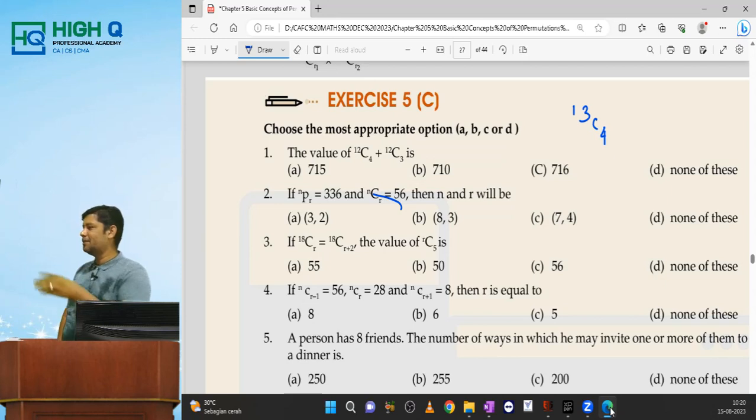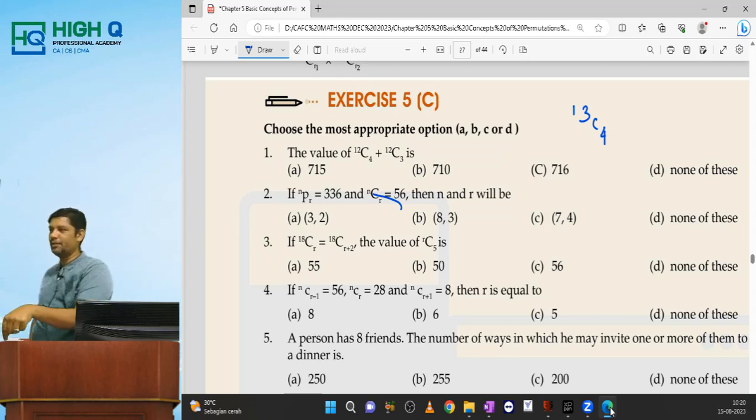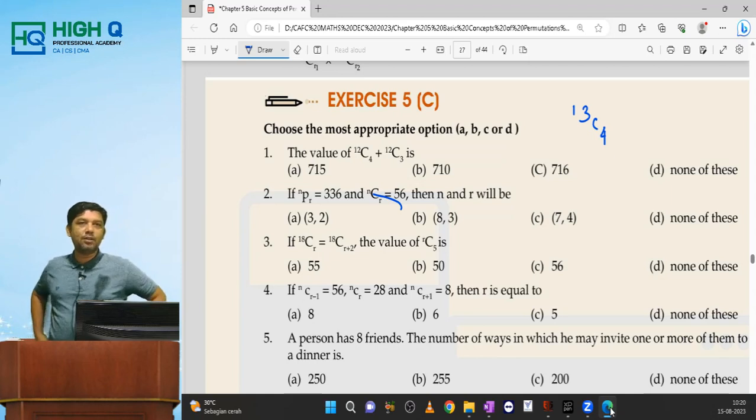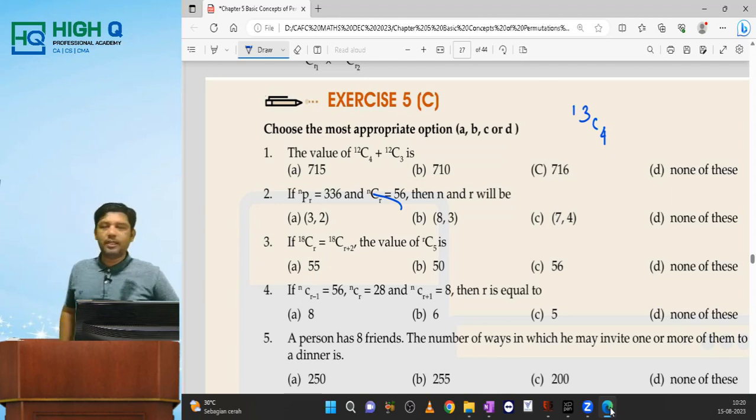Trial and error method, don't waste your time by substituting everything. Now, nPr is 336. What is nPr equal to? 336. Okay, nPr is 336.